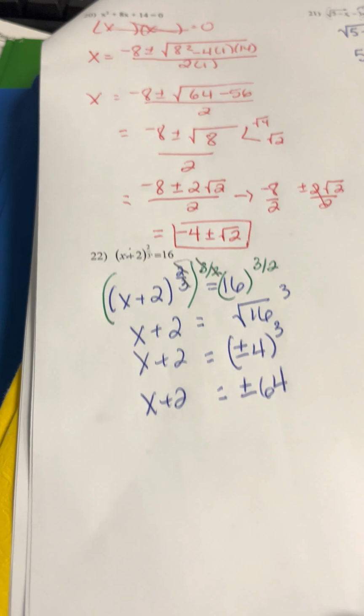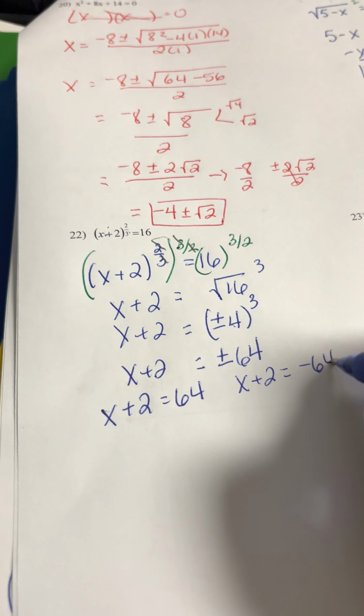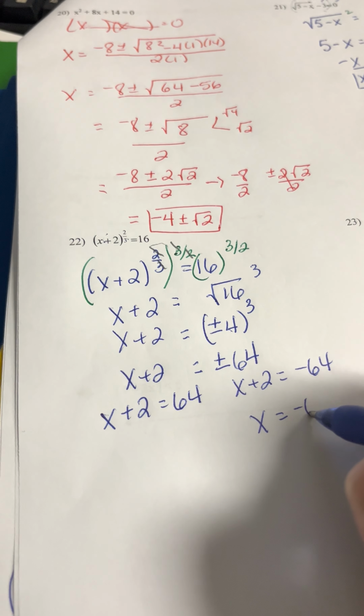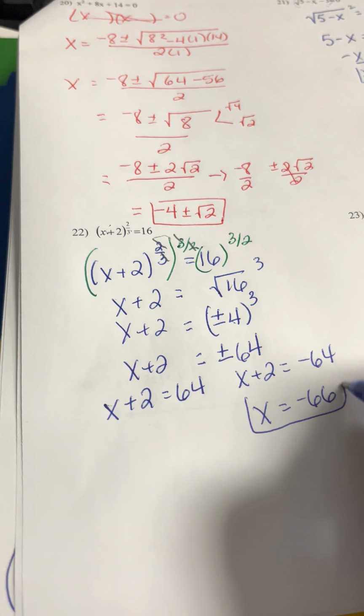You have to put the plus or minus on right when you square it. You can't do one equation and then at the end just go ahead and tack on a plus and a minus. So we're going to have an equation that equals positive 64 and an equation that equals negative 64. So we get x equals negative 66 and x equals 62.